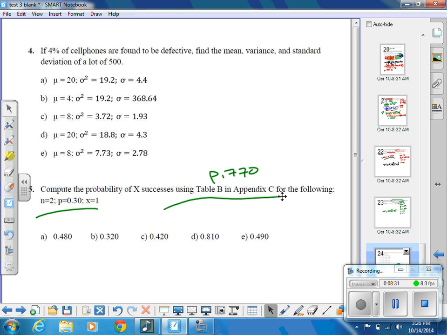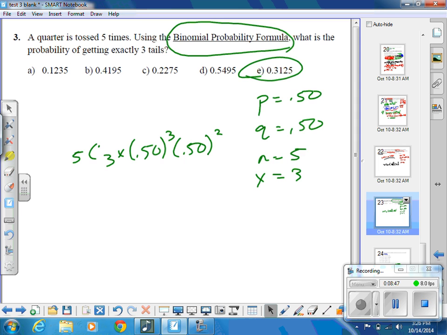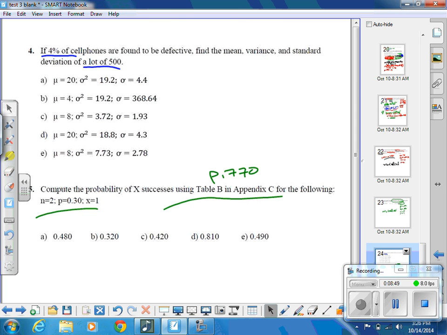Now, this first one, number 4 here, says, okay, 4% of cell phones are found to be defective. Find the mean, variance and standard deviation from a lot of 500. Okay, now you're probably thinking, my God, this previous formula was nuts. What is the formula for the mean, variance, and standard deviation? It's actually not that bad, okay? So, for some reason, they give you one complicated formula, the other one's easy.